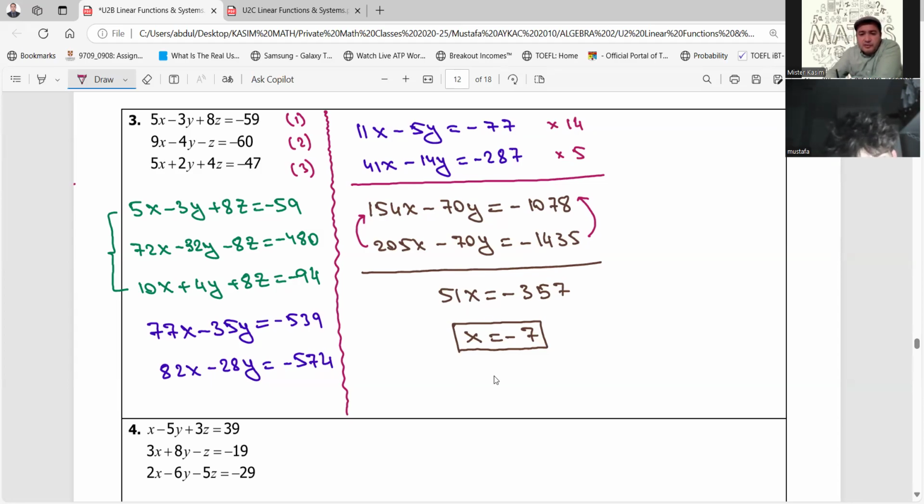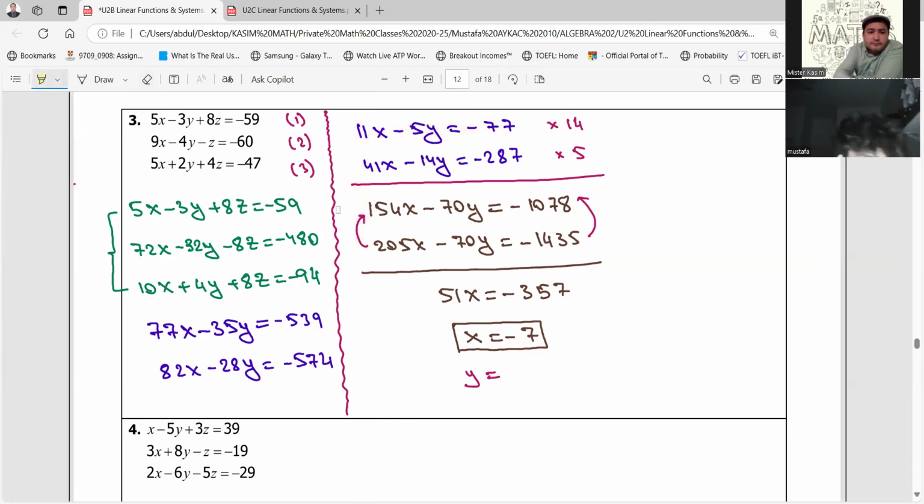Now let's find y. Using the first equation, what is y? Using this one, so that's 11 times negative 7, and plus what is it? Is it 0? Yeah, I think it's 0. I got 0. So y is equal to 0.